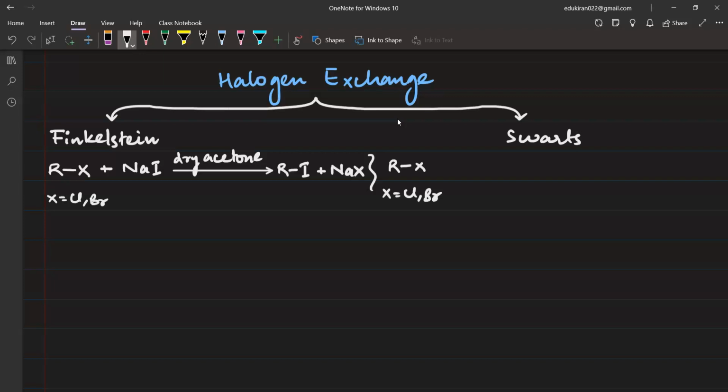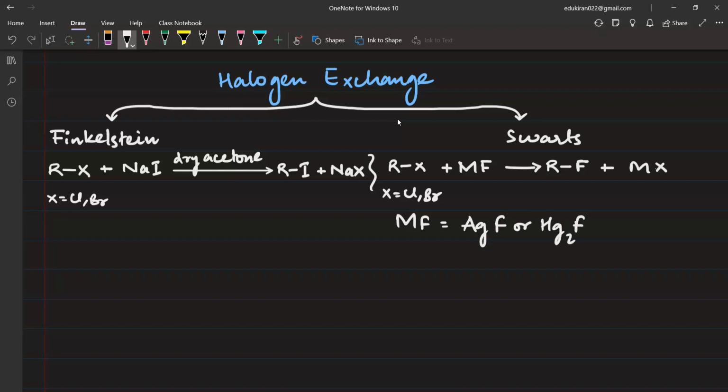In the Swartz reaction, RX is reacted with any metal fluoride. For metal fluoride, I will write MF, but please remember that MF is not a reactant or a reagent. This is a generalized form for writing metal fluoride, and we are going to get RF, alkyl fluoride, plus a metal halide. Okay, so RF is important. The metal fluorides that we can use are silver fluoride, Hg2F2, mercuric fluoride. You can use antimony fluoride also.